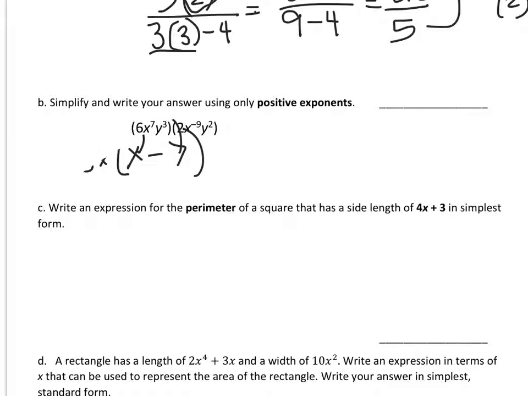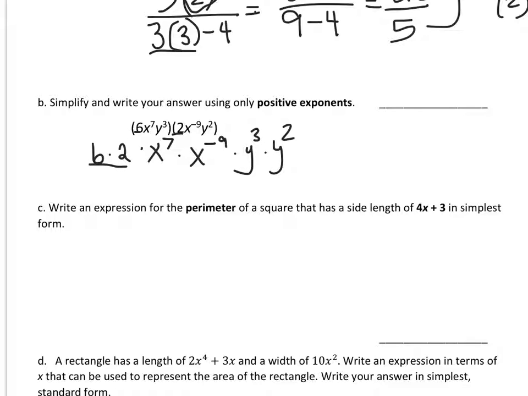That is not the case with this problem. There is no sum or difference in either of these parentheses. So we're just going to use the law of exponents for multiplication. We're going to multiply the coefficients, which would give us 6 times 2. We're going to multiply the x's, which would give us x to the 7th times x to the negative 9. And we're going to multiply the y's, y to the 3rd times y squared.